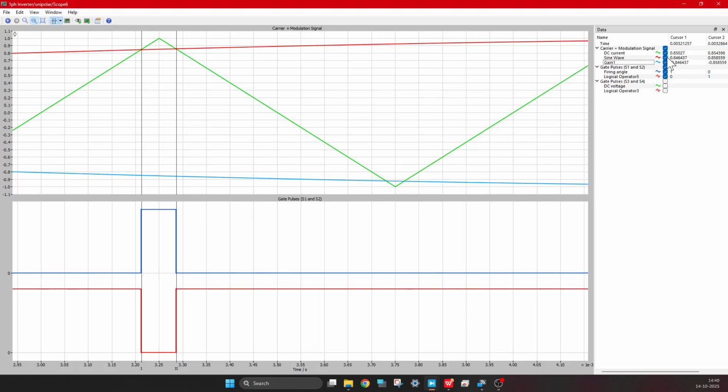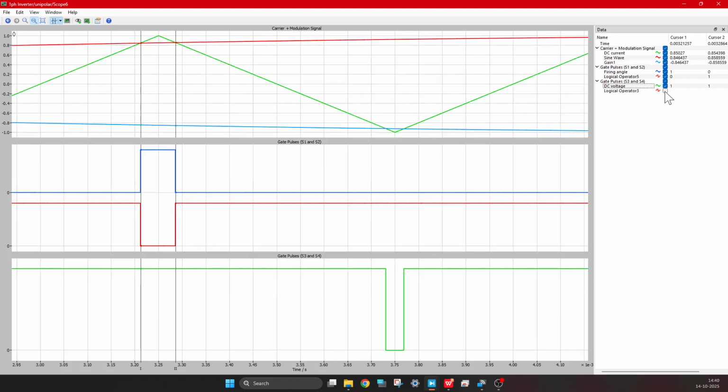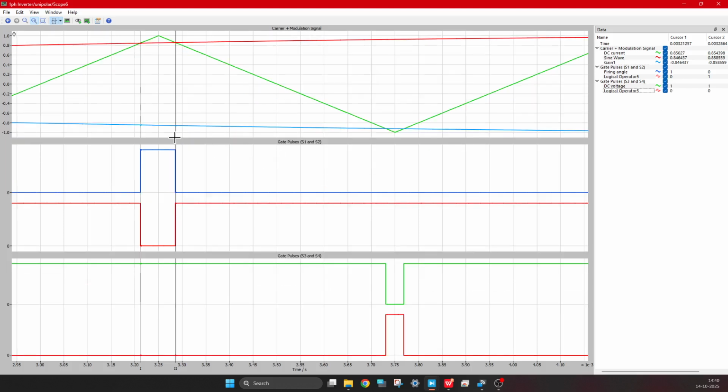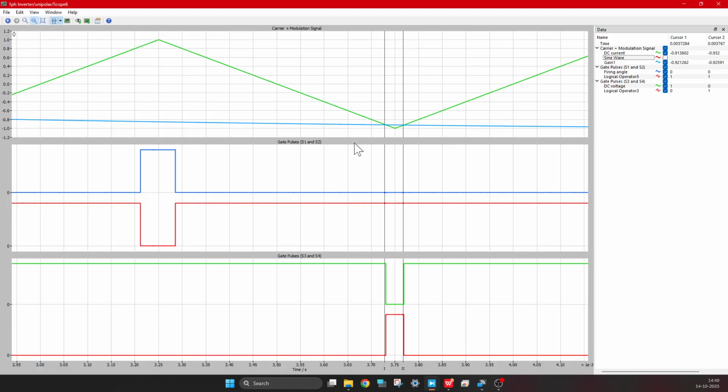Now this green one or the blue one impacts S3 and S4, which are these ones. Now see, the blue one is crossing here, right? So you see S3 and S4 are impacted by the blue one, which is the phase opposite sine wave in this case. Okay, now let me remove this one also.